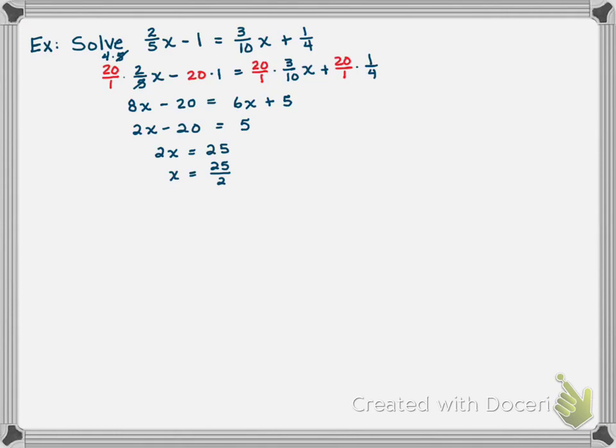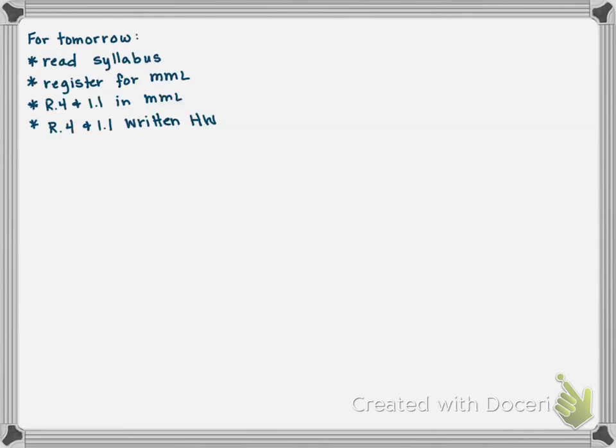So far, so good? Questions? Okay, let's do another one. This will be the last one for today. Let's solve, where is it? There it is. 2 times 9 minus 3 times negative 2x minus 4.